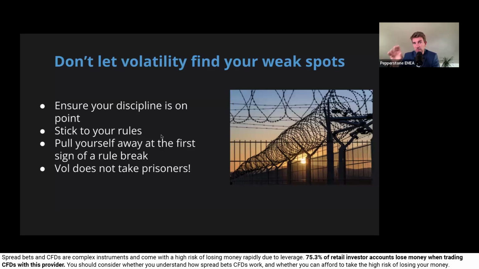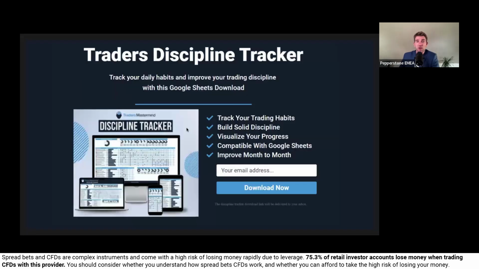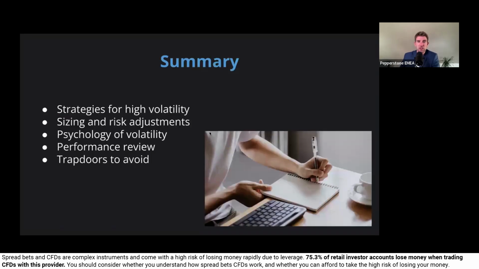You just track your discipline. You say, right, I'm going to try to become better at this. What's my benchmark for the month? Oh, I managed to do it 10 times this month. Well, next month, do it for 15, and 20. It's going to take some time, but I want to ensure my discipline's on point. And if it's not on point, don't trade high volatile environments. It's really, really useful, that.